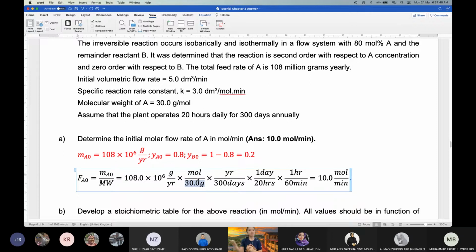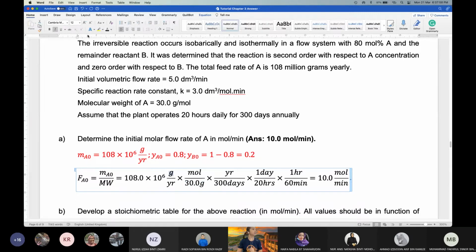Let's say you are not sure whether to multiply or divide. Okay, now I try to divide first. So when I divide, it becomes 30 gram at the bottom, mole at the top. So you realize if I do this, I can cancel my unit gram. One gram at the top, one gram at the bottom, I can cancel my gram. So I'm left with what? I'm now left with mole per year.